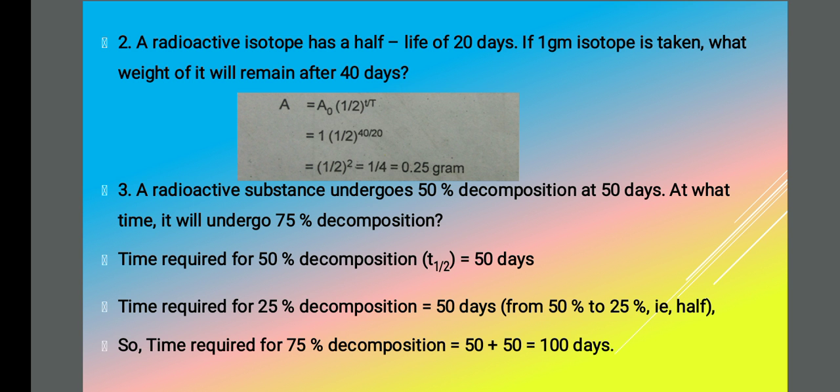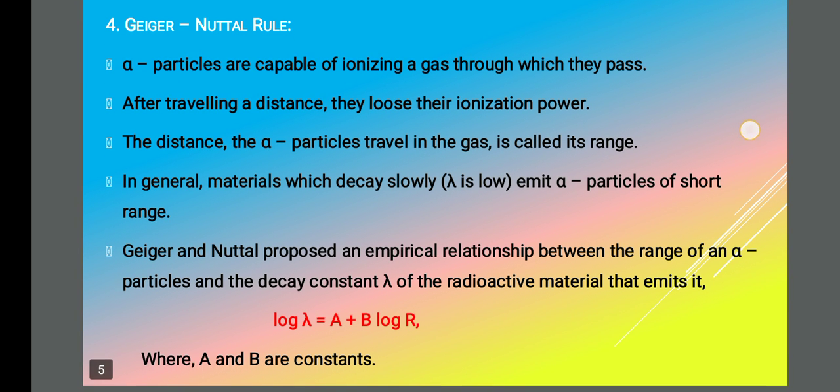So what I mean by this Geiger-Nuttall rule is, if you take alpha particles, they are capable of ionizing the gas through which they pass, and after traveling a distance they lose their ionization power, and the distance which the alpha particle travels in a gas we call its range. I'll repeat. Alpha particles are capable of ionizing gas through which they pass. After traveling the distance they lose their ionizing power, and this distance the alpha particle travels in a gas we call range.